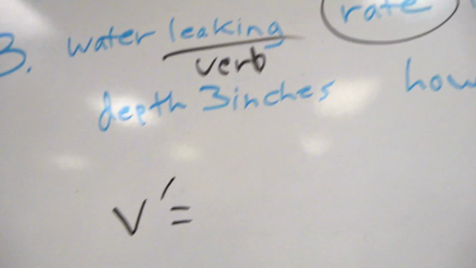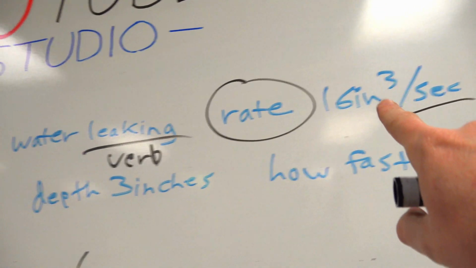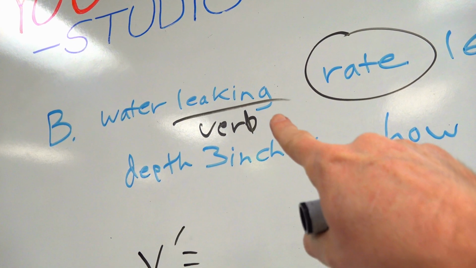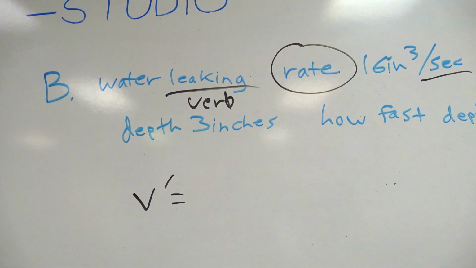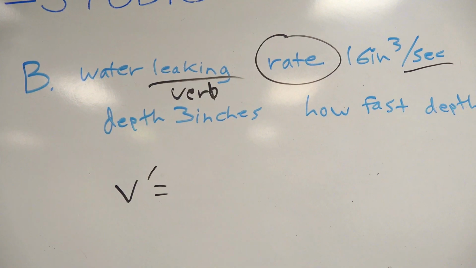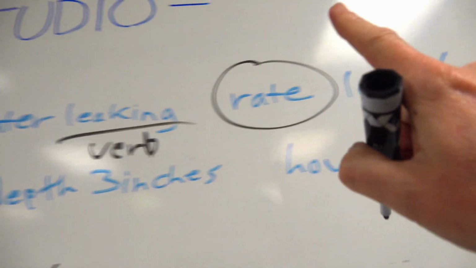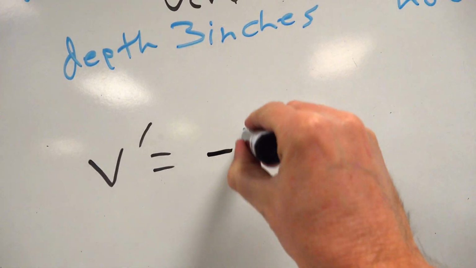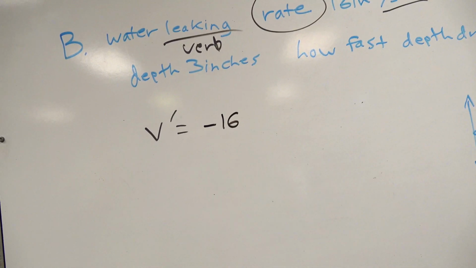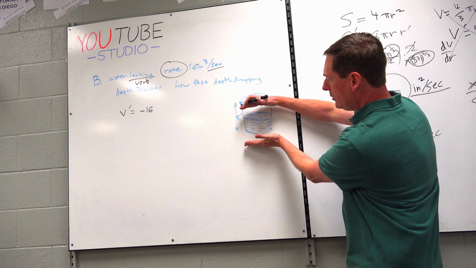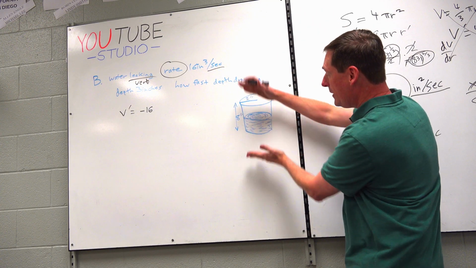V prime is 16, but wait a minute. It's leaking. It's the first time that we've had a negative verb in all of these real life word problems. So leaking, it's actually negative 16. The word leaking is negative. How about that for a twist? All right, so the volume is losing 16 cubic inches per second.